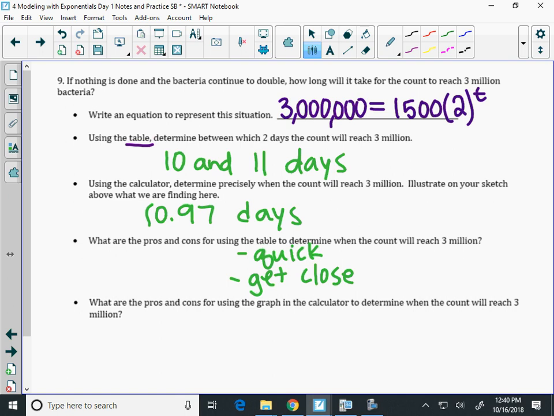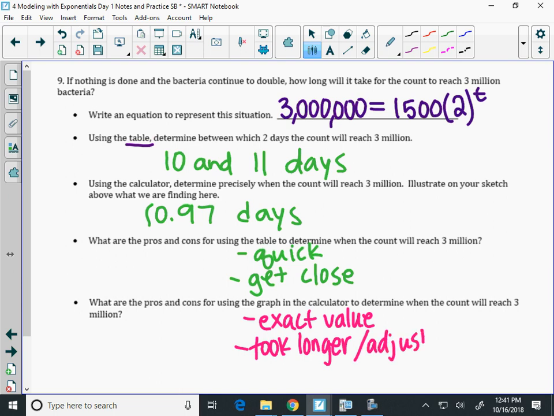What was the pro for using the calculator? When I just did it by graphing, I got the exact value, right? So that's a good thing. You have the exact value, but a negative of that is that it took a little while. It took longer, and you may have had to adjust your window, right? If you didn't know ahead of time, like if you didn't have me telling you, oh wait, maybe we should make our scale go to 4 million, you might not have been able to see the line, and then you would have had to go back and adjust your scale over and over again.